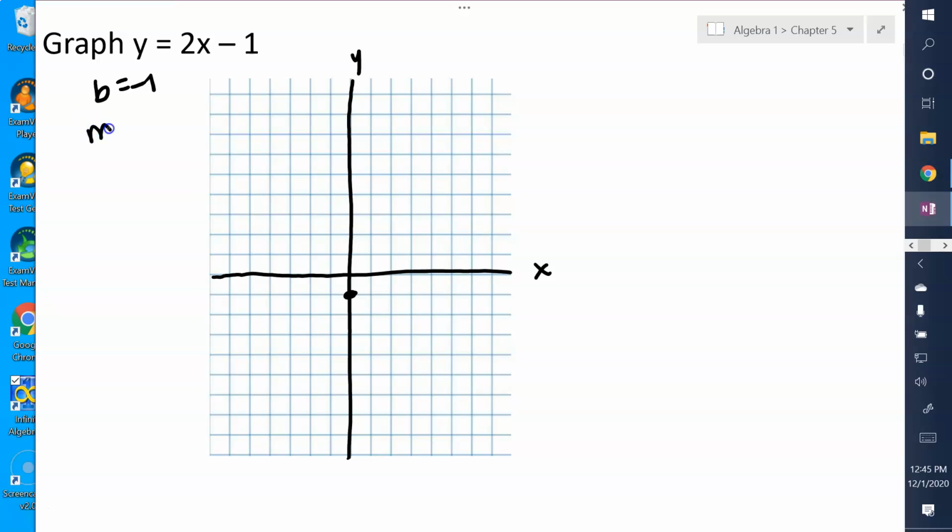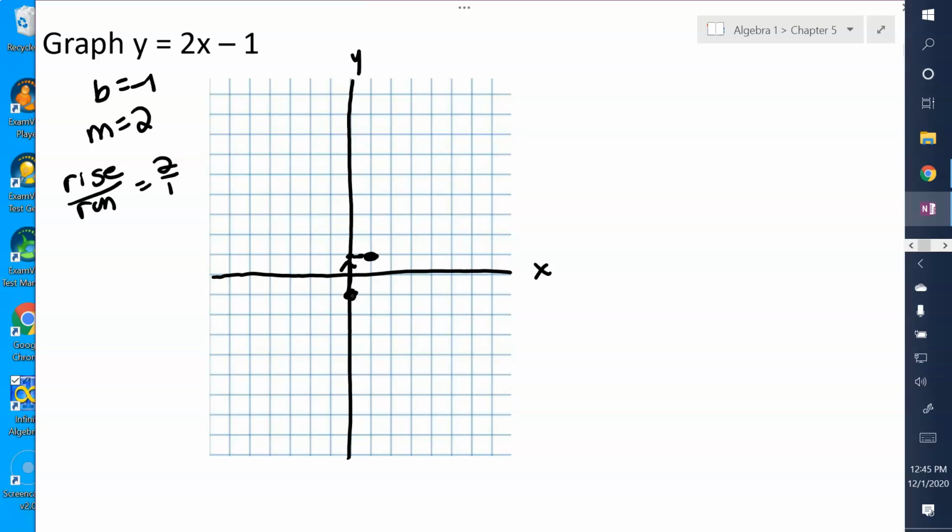I also know my slope is 2. I'm going to use the slope to get another point. I need 2 points to graph a line. My slope is 2, so that means rise over run is 2 over 1. So from my first point, I'm going to go up 2, which brings me right here, so up 2. I'm then going to go over 1. And right here is my second point.